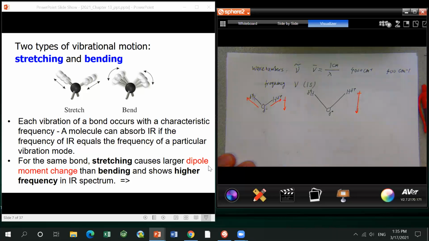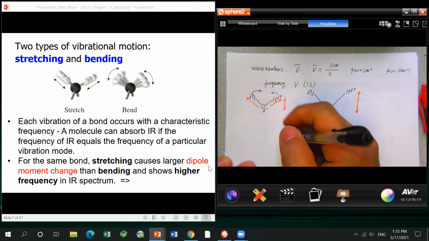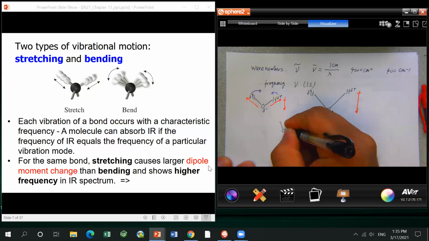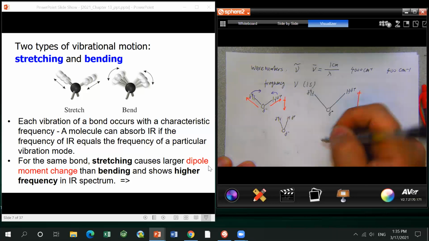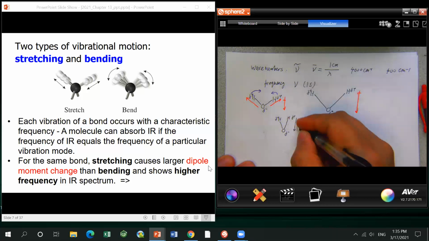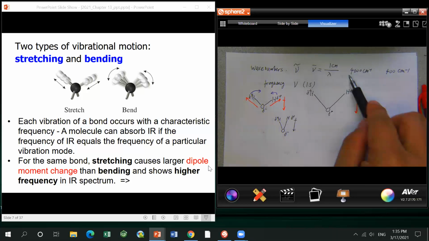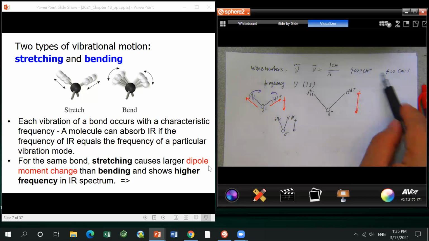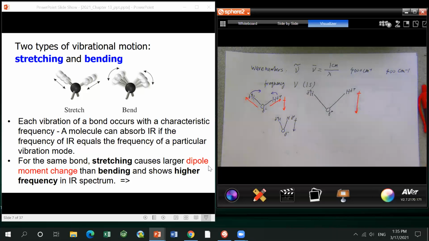When water does the bending, something like this, it's generally like this: still partial negative, partial positive, partial positive. So you find that for the bending case, the dipole moment change is not too much. That's still a dipole moment like this. That's why the stretching case normally gives you the higher frequency, close to the 4,000 per centimeter range, and bending gives a lower frequency, close to 400 wave numbers.